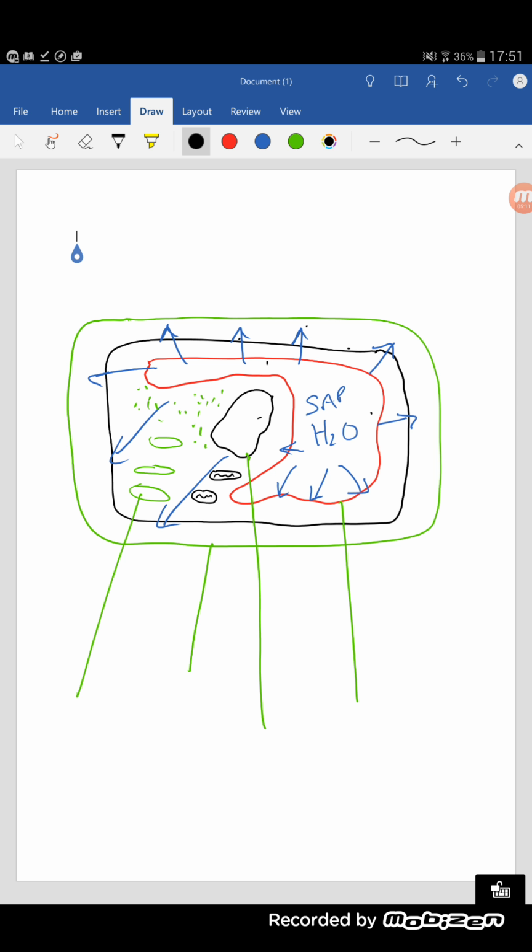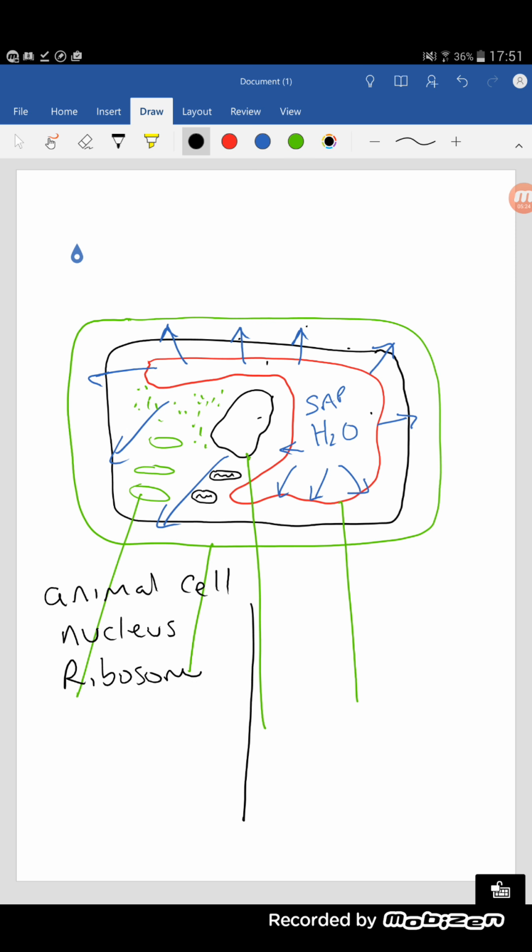So the way that we can look at this is that an animal cell has nucleus, ribosome, mitochondrion, mitochondria is the plural, a cell membrane, and cytoplasm.